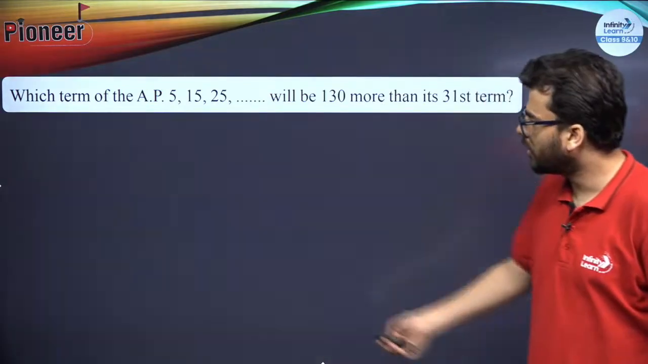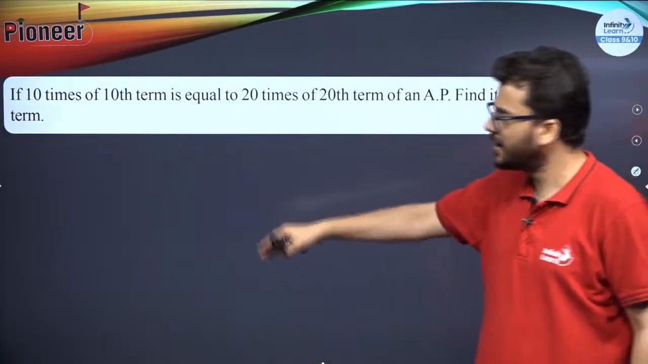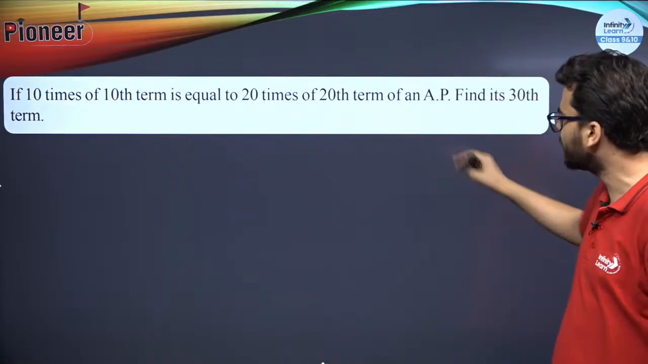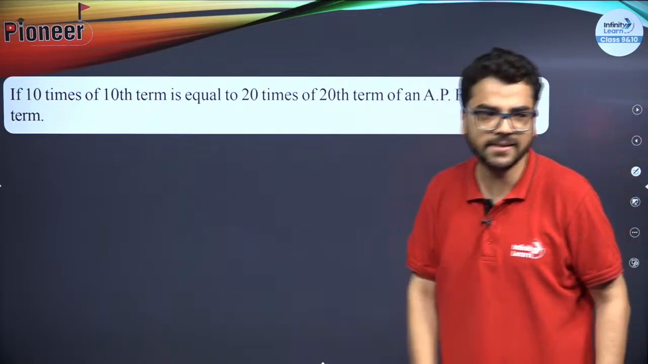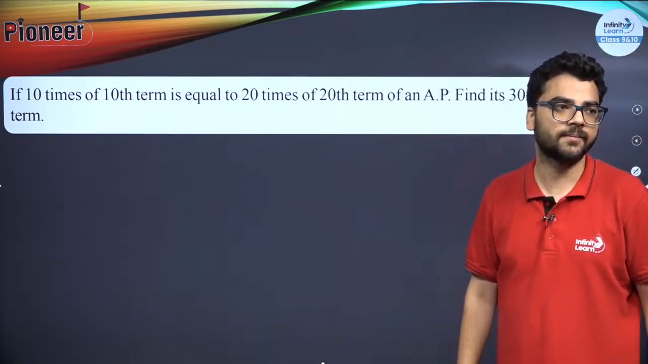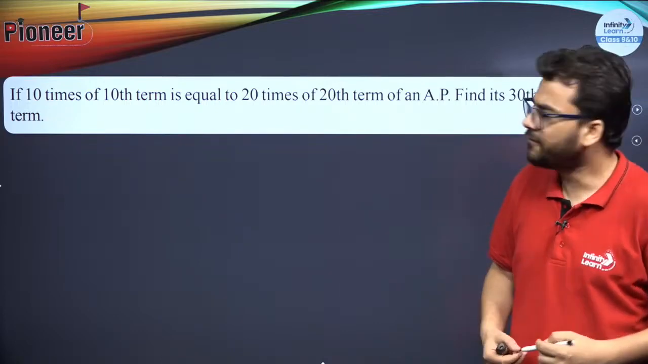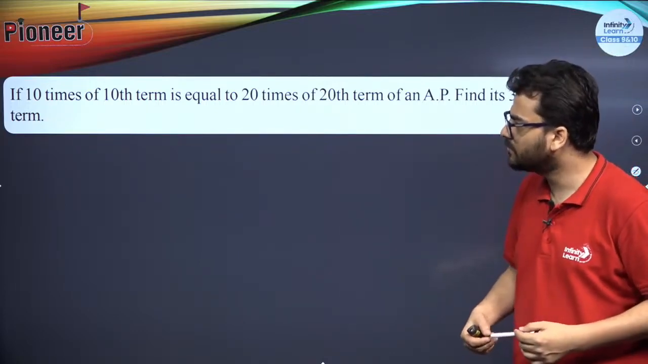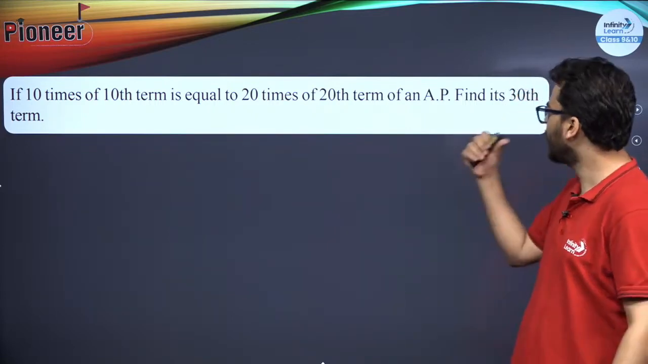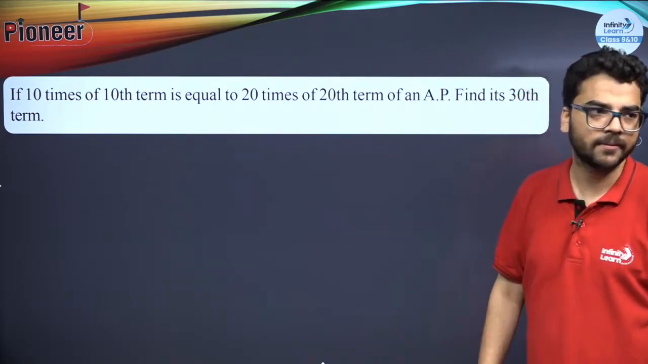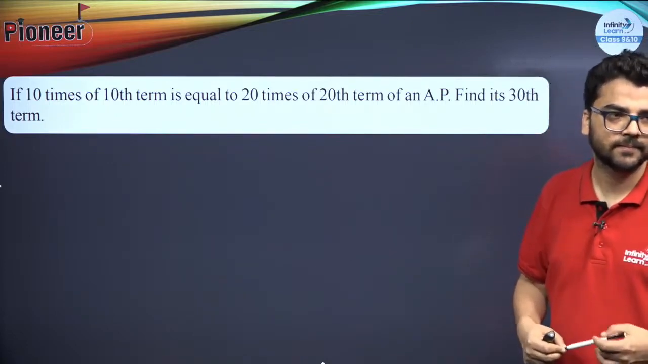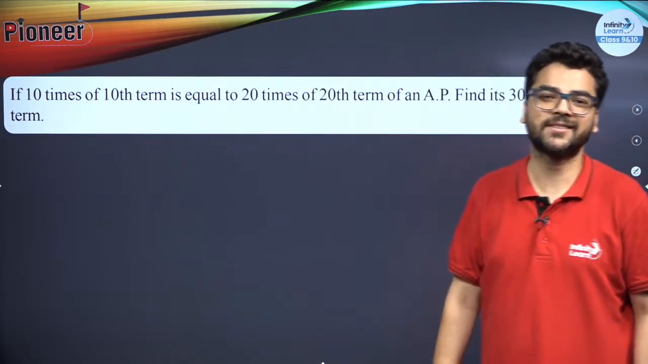Okay, let's do another question. Try doing this one. If 10 times of 10th term is equal to 20 times of 20th term of an AP, then you have to find its 30th term. Try doing this one and let me know the answer over here.